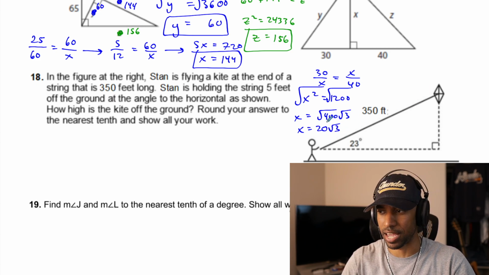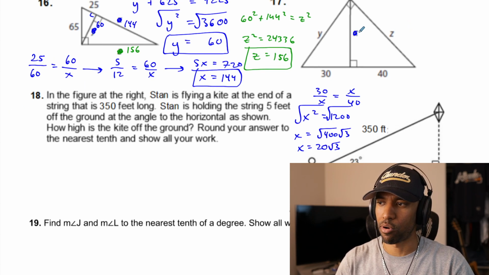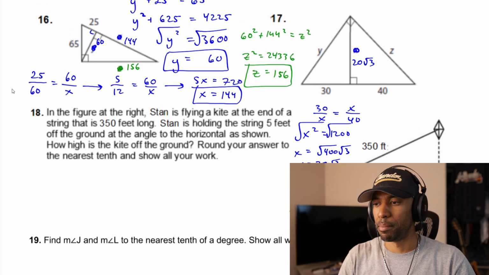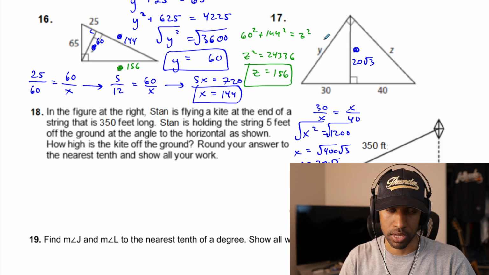Sorry for running into this guy and his kite. But 20 root 3 is a simplified radical. No approximating by decimals there. You still have to know how to simplify radicals at this stage. If you want to solve for y and z, guys, it's a Pythagorean theorem thing the rest of the way here.